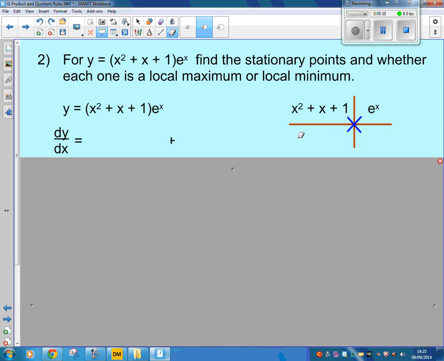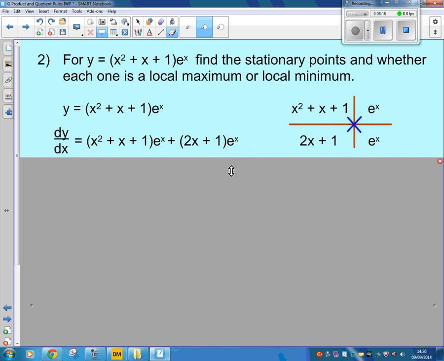Differentiate x squared plus x plus 1: 2x plus 1. Differentiate e to the x: e to the x stays the same. Apply the product rule. So it's going to be the u multiplied by the dv over dx, add the v multiplied by the du over dx. So the first one, x squared plus x plus 1 multiplied by e to the x. And then the other one is e to the x multiplied by 2x plus 1, but it's more natural to put the 2x plus 1 first, then the e to the x.